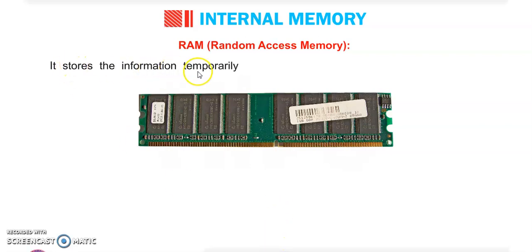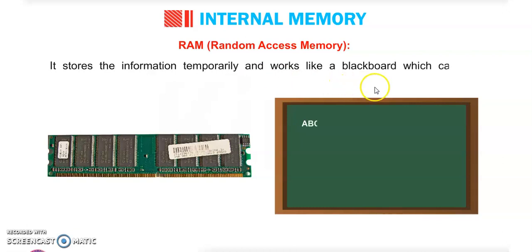It stored the information temporarily and worked like a blackboard, which can be constantly overwritten with new data. Just like a blackboard: when we write with chalk, the next teacher will come, erase it, and write again. When the computer is on, the data is there, and when we switch off the computer, it will be erased from the computer memory.